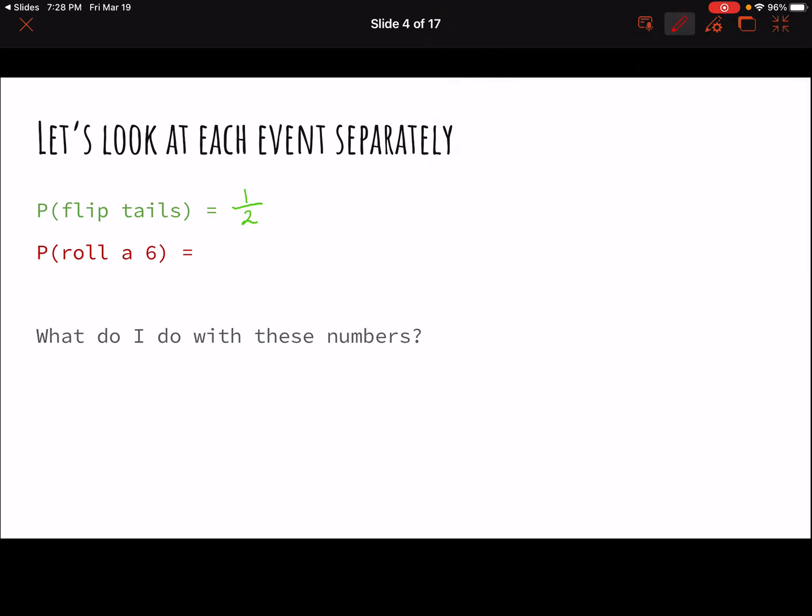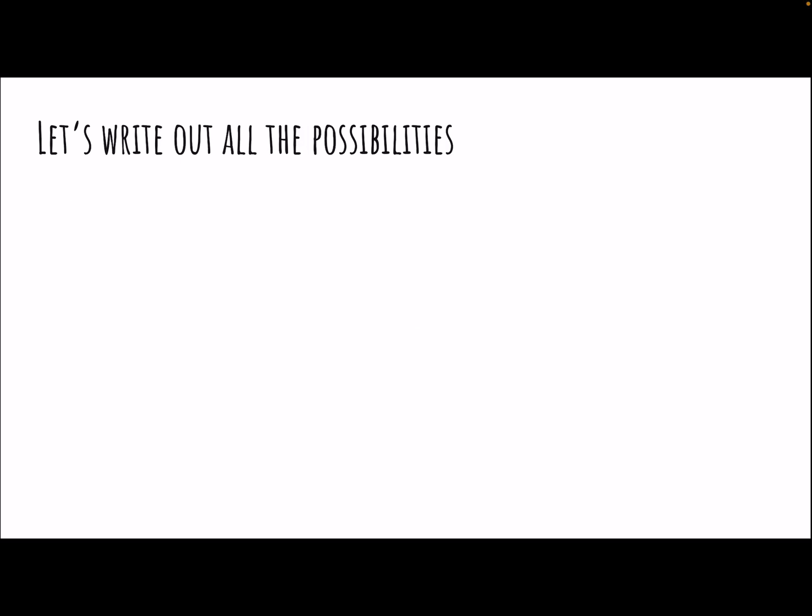Then for a die, there are 6 different sides. There's a 1, 2, 3, 4, 5, and 6, and the 6 happens to be one of those sides. So the probability of rolling a 6 on a die is 1 out of 6. But that's each event individually, separately of one another. What do I do with these two numbers when I want to put those two events together?